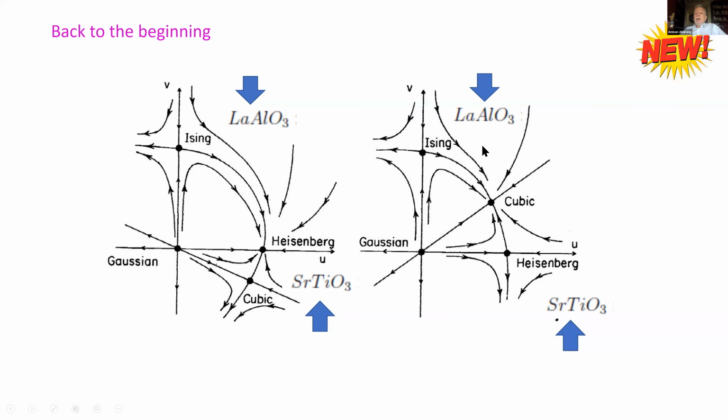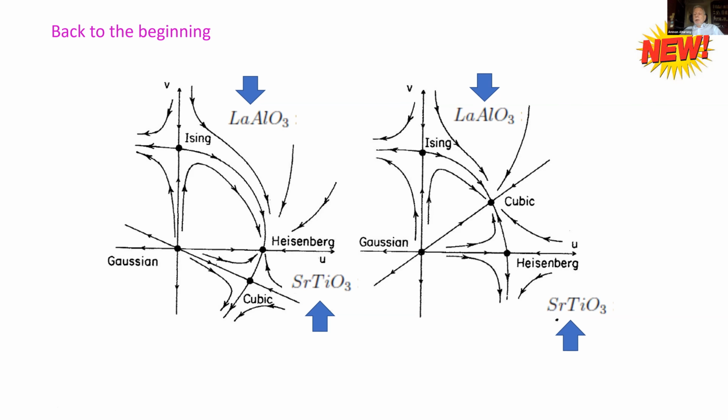However, the bootstrap people tell me that the correct picture is this one. Cubic is stable, Heisenberg is unstable, lanthanum aluminate is up there, strontium titanate is down here. Look at this picture. Lanthanum aluminate indeed will flow to the cubic fixed point. However, strontium titanate will never flow to the cubic fixed point because it is down here. And there is a boundary blocking it from flowing up there. V cannot change sign under renormalization group.